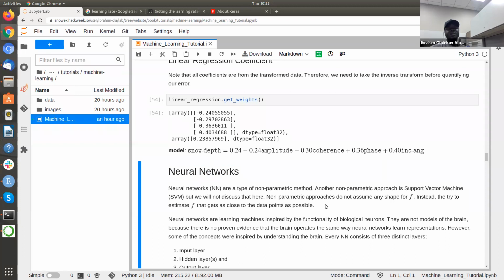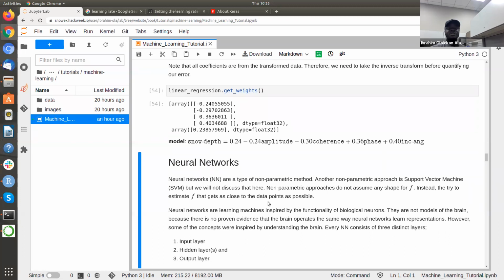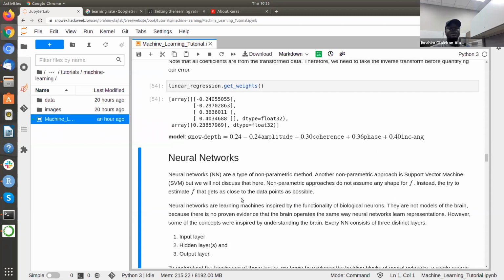Non-parametric approaches do not specify any shape for F. For the parametric approach, we specified that F is a linear function of the X's. But here we are not specifying any functional form. Instead, we try to estimate an F that gets as close to the data points as possible.